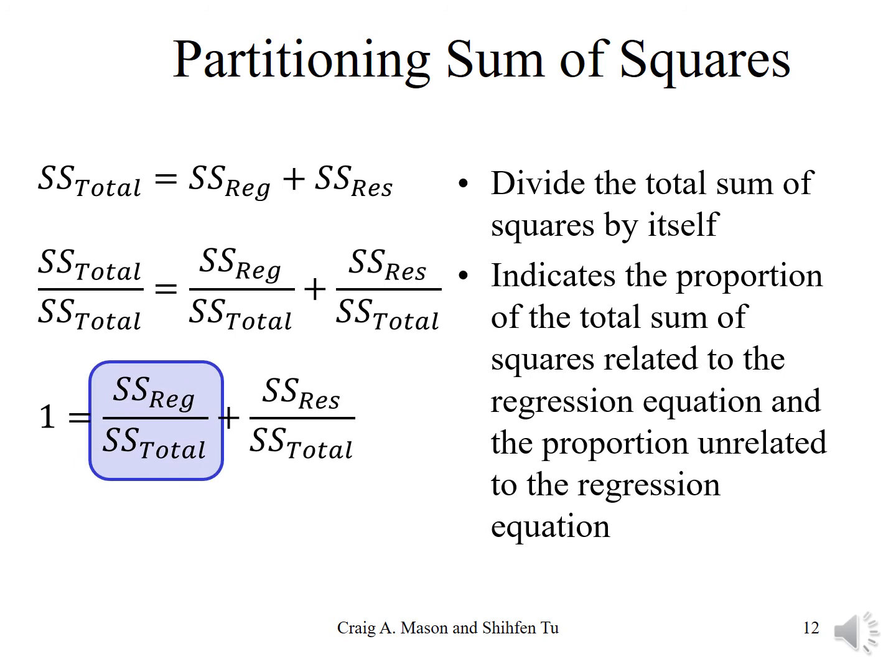Now, the sum of squares regression divided by the sum of squares total tells us the proportion of the total sum of squares that's related to the regression equation. And the sum of squares residual divided by the sum of squares total tells us the proportion of the total sum of squares that's unrelated to the regression equation, that unknown error that we can't predict yet and still need to explain.